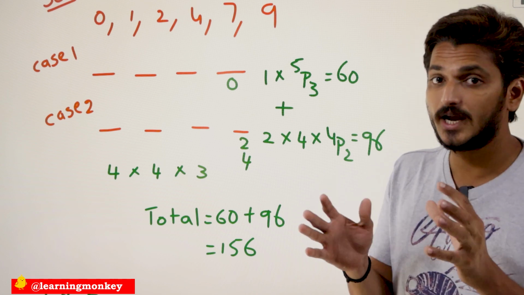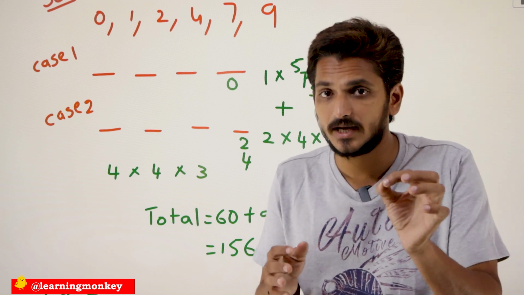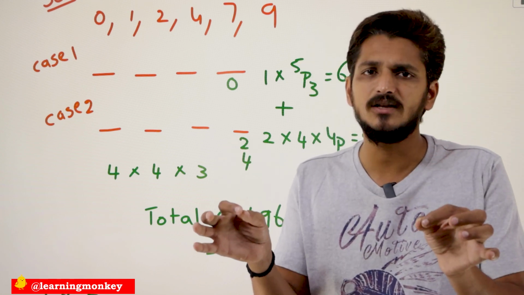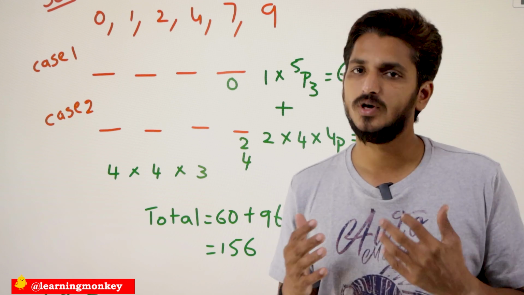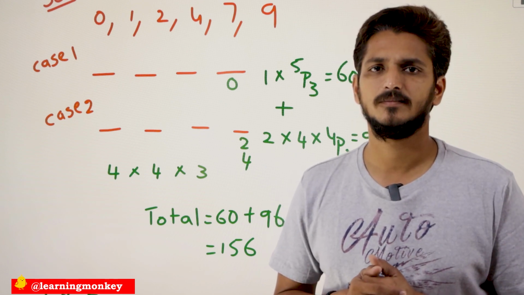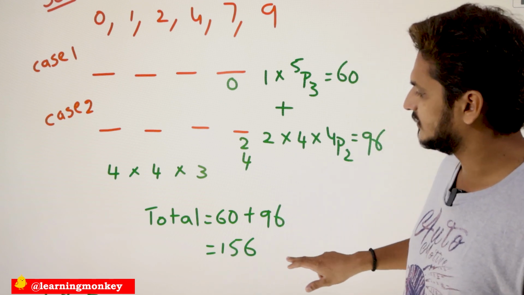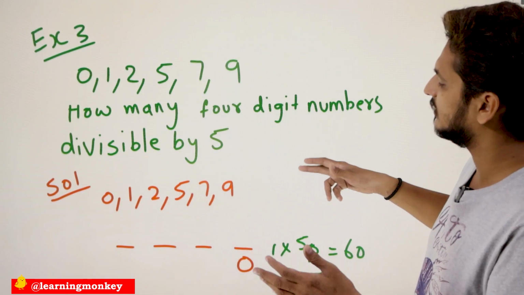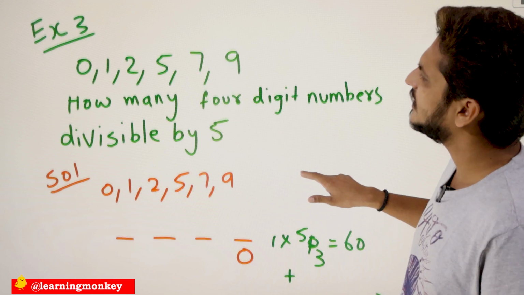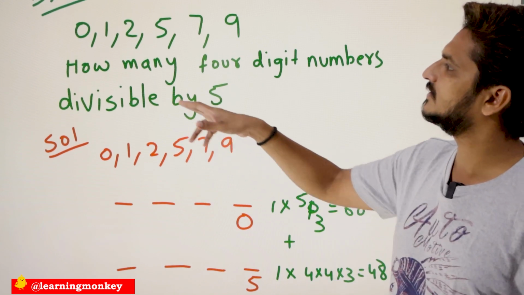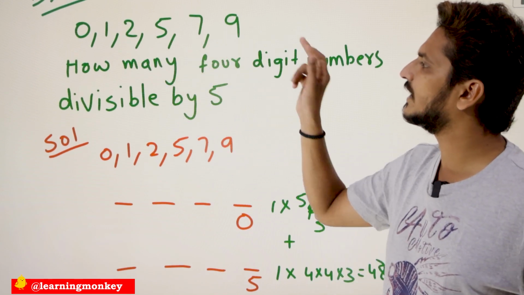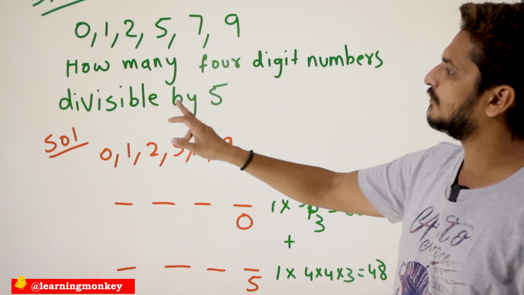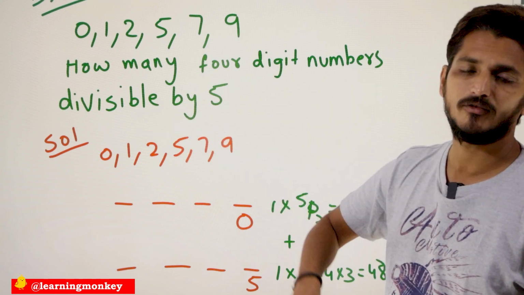Once you understand when you have to do multiplication and when you have to do addition, permutations and combinations is very easy. So total 156 ways. Let's do one more example for practice. There is no new concept here. Just for practice's sake, we have taken this example: 0, 1, 2, 5, 7, 9. How many 4-digit numbers are divisible by 5?